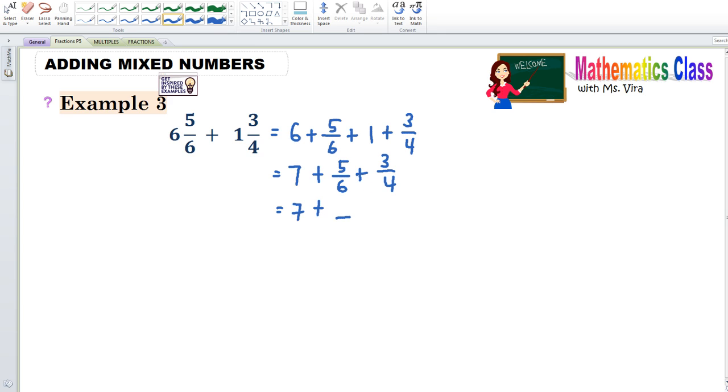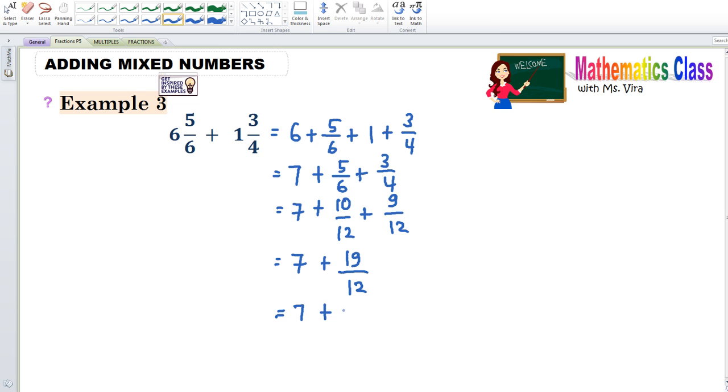So we change the denominators into 12. Now 6 times 2 is 12, 5 times 2 is 10. 4 times 3 is 12, 3 times 3 is 9. Then here 7, we can just add the numerators. 10 plus 9 is 19 over denominator 12. Again, 19 over 12 is an improper fraction, so we need to change it into a mixed number.